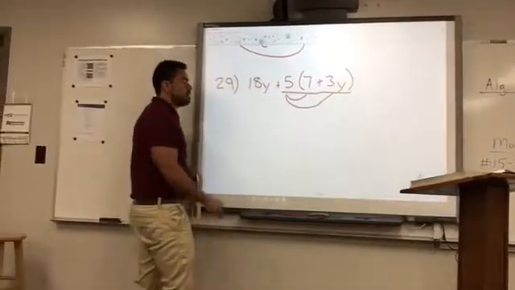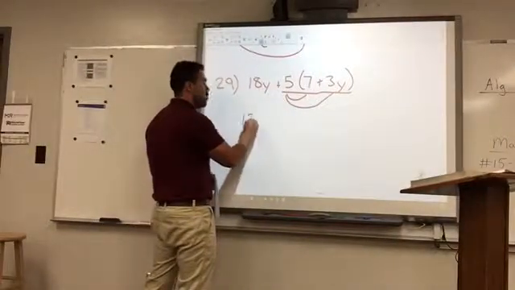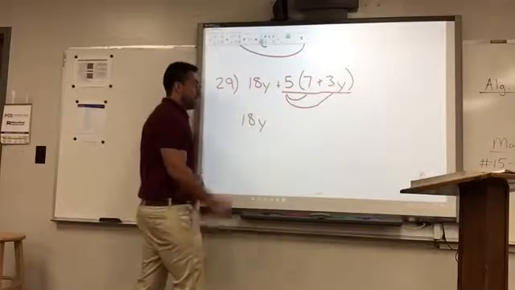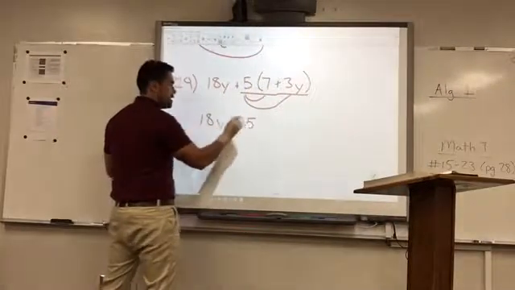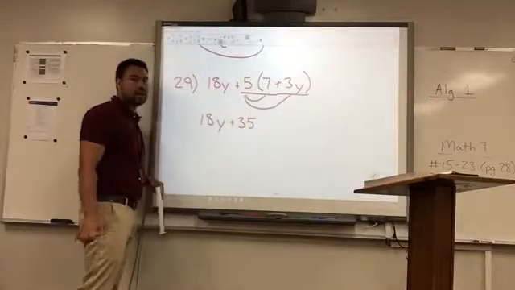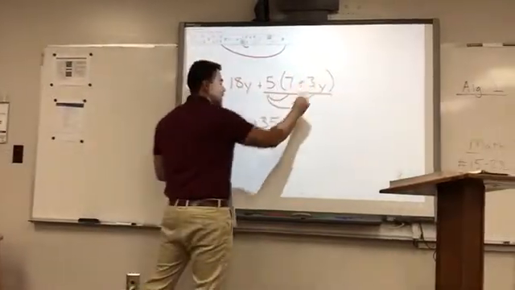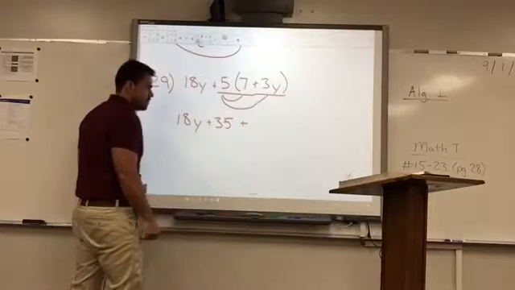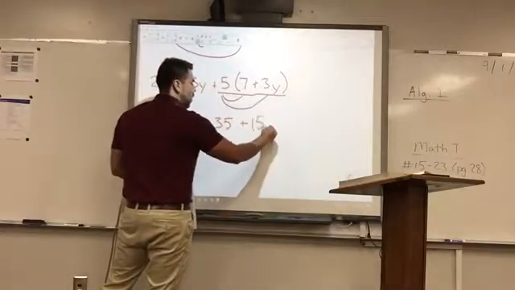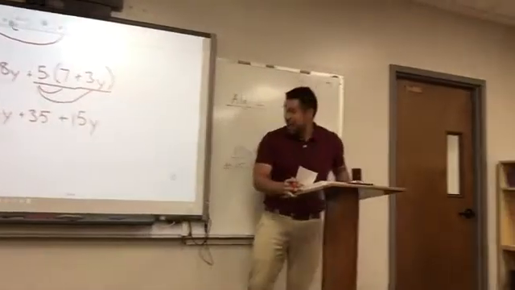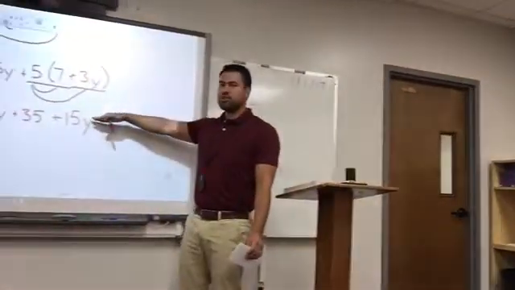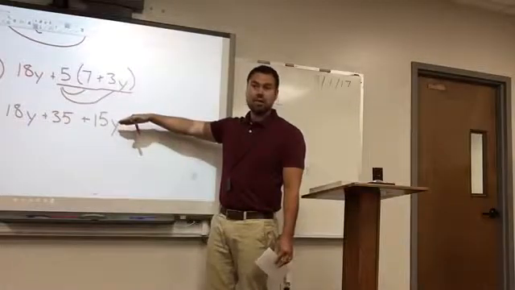Okay, so watch what I'm going to do, and you write it down as well. So 18y, he's left alone. All right, what's 5 times 7? 35. I multiply them together, I got 35. What's 5 times 3y? 15y. Good. If you were able to do that, you're on a good path. Because now, this is my expression, and have we dealt with these before?